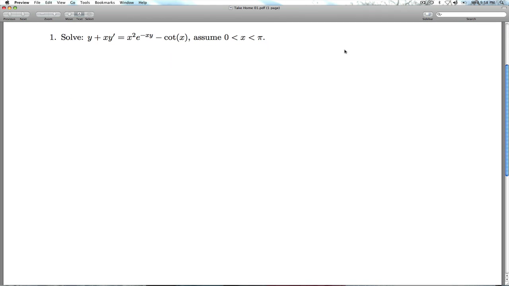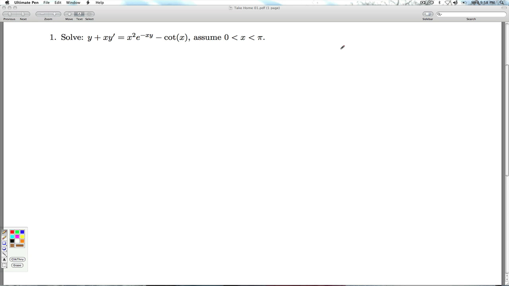We're asked to solve this rather challenging looking differential equation. And to help us see the forest for the trees, we're going to want to do a substitution.